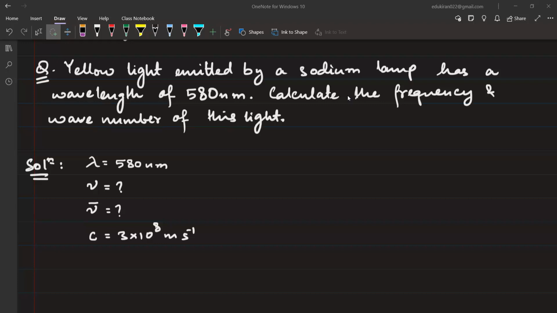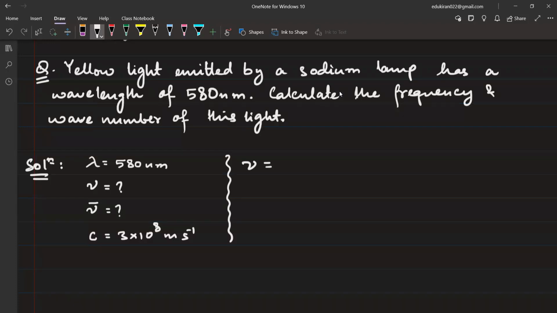Sir, for the first step, we have to find nu, right? Nu equal to c by lambda. Yes, that's it. I got the answer as 193.33 into 10 raised to 5. Units. First of all, you have to solve the units. You did not solve the units.